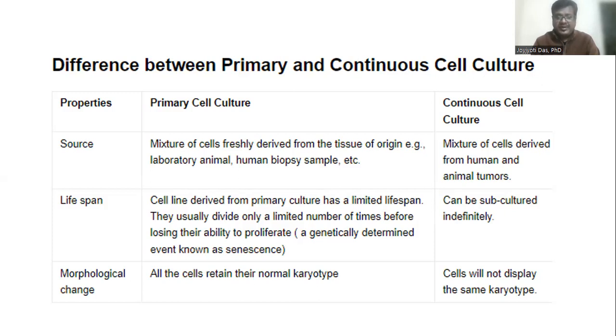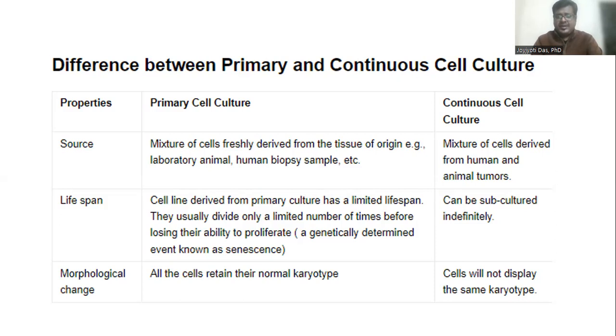Okay, and as we have already talked about this, tumors are cancerous tissues, and cancerous tissues have infinite lifespan. Okay, so in the next point, you can see that primary cell cultures or cell lines derived from primary culture will have a limited lifespan. They will usually divide only a limited number of times before losing their ability to proliferate. And this event, as I mentioned in the previous lecture, is called senescence or aging of a culture, whereas continuous cell culture will be subcultured indefinitely.